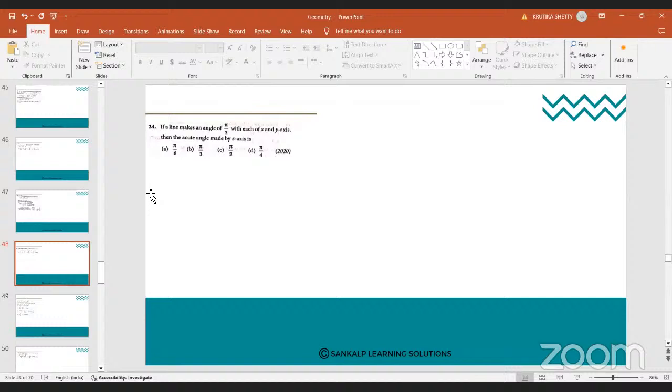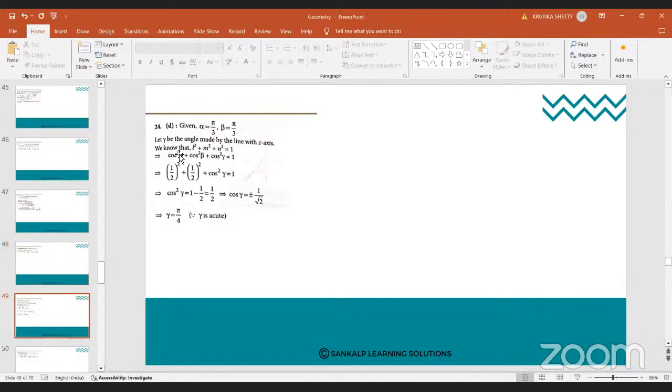Next, if a line makes an angle pi by 3 with x-axis and y-axis, then the acute angle made by z-axis is, okay. So here what we can do, see, first we have to consider, let the angle made with x-axis and y-axis be alpha and beta. We have to use the formula of direction cosines: l square plus m square plus n square is equal to 1. So cos pi by 3, we know it is 1 by 2.